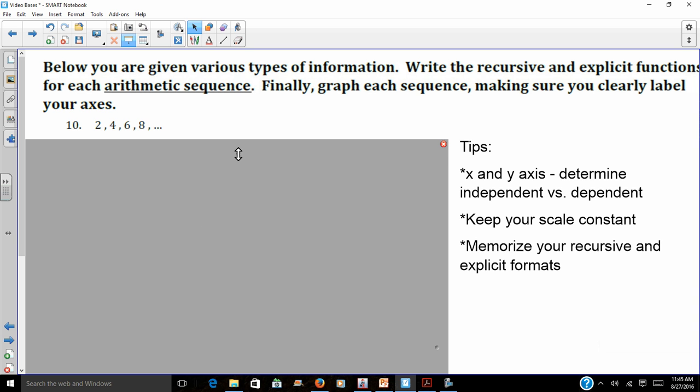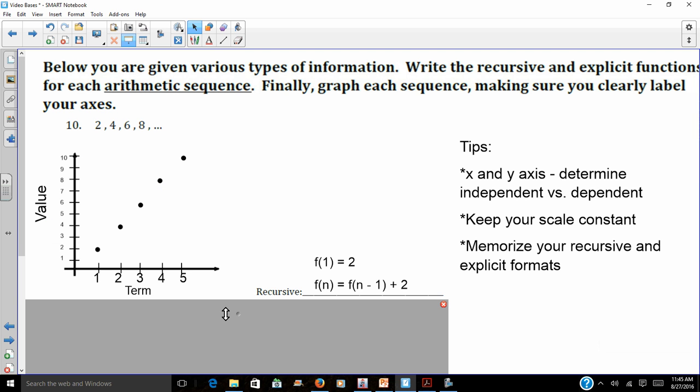So let's take a look at how an appropriate graph might be set up here. Notice the x-axis is labeled as term, and we are simply labeling this as term number 1, term number 2, term number 3, etc. And the y-axis is labeled with the term value. In this case, we notice that we do have an arithmetic sequence because we have a constant difference of 2. From 2 to 4, we add 2, and then the pattern continues from 4 to 6, adding 2. From 6 to 8, we add another 2.